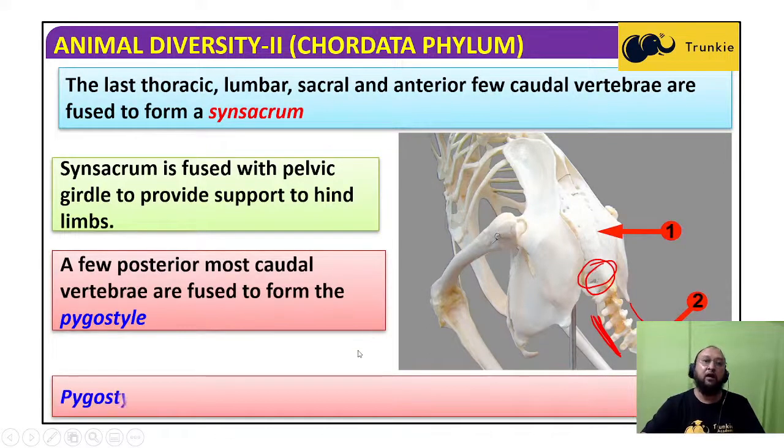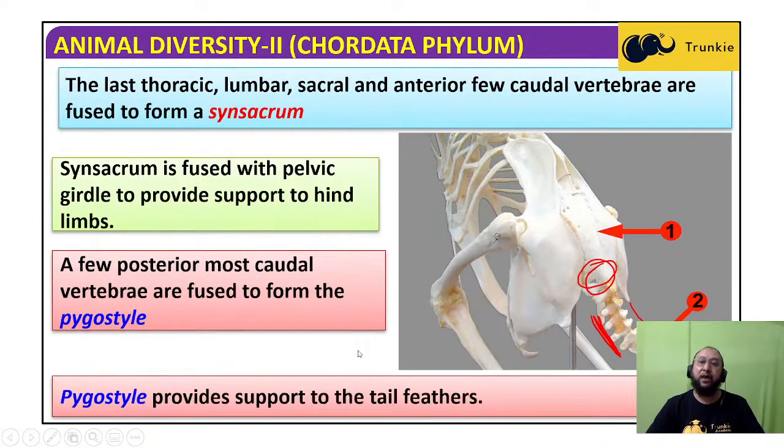A few posterior caudal vertebrae are fused to form the pygostyle. Now again you see the pygostyle, number 2. Here, this is the pygostyle. A few caudal vertebrae are again fused at the end. This is also important for the NEET examination.